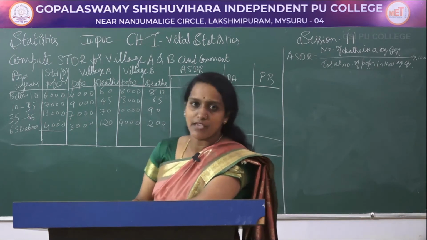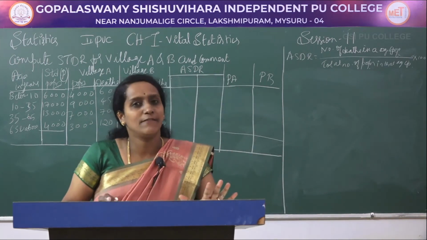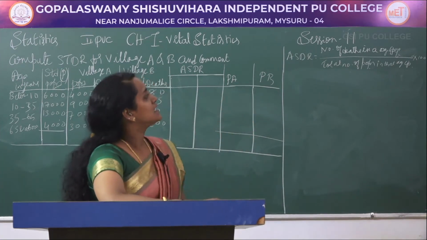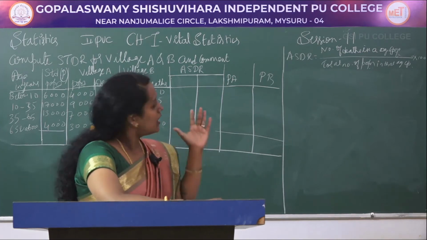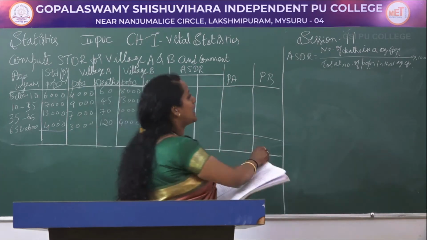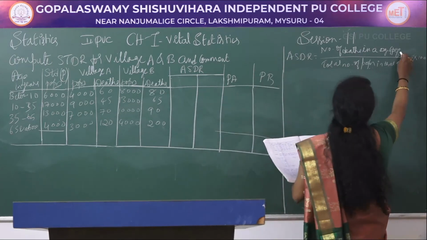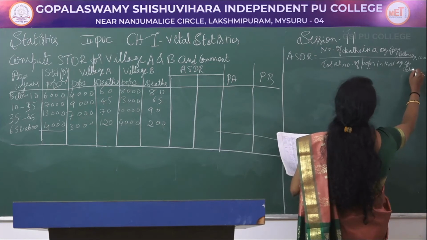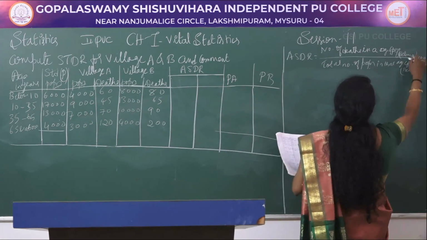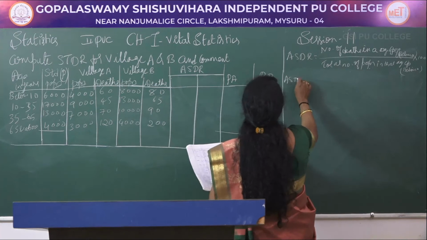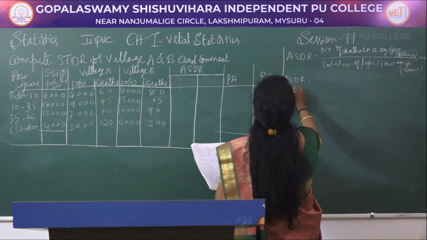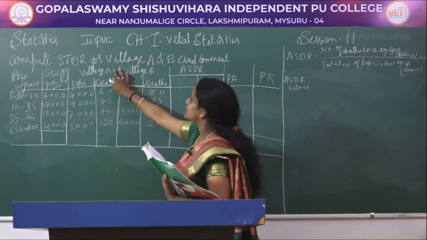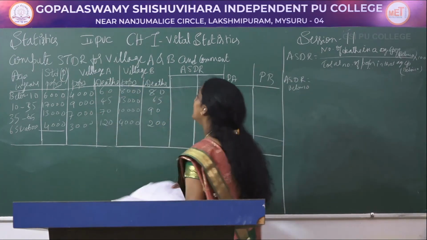The first step is we have to calculate the ASDR for the given data. To calculate ASDR, this is the formula we are using: number of deaths in the age group divided by population, into 1000. For this particular problem, the first age group is below 10. For village A I am calculating, it is 60 divided by 4000.